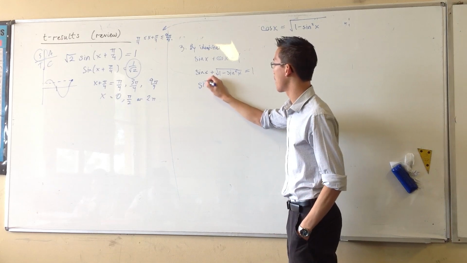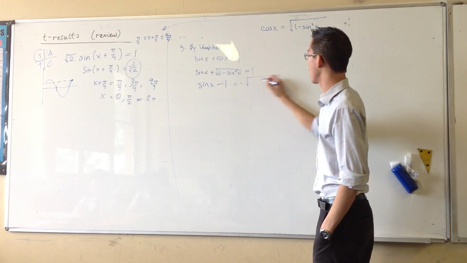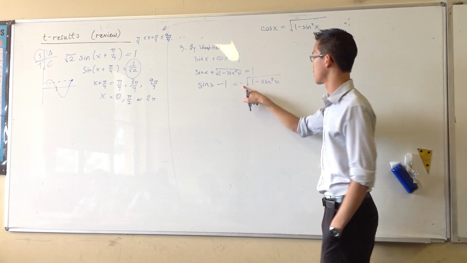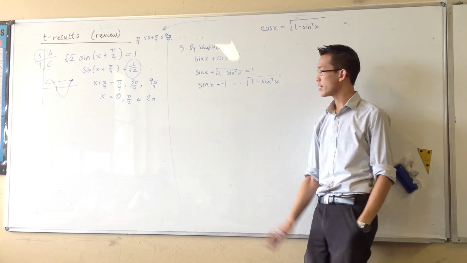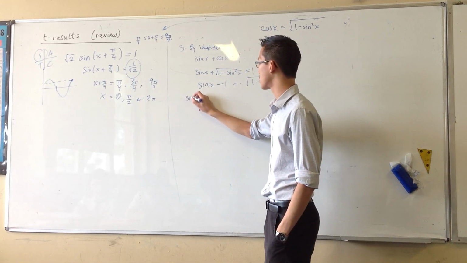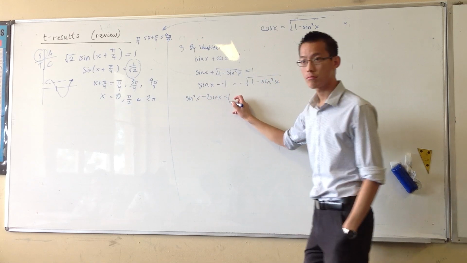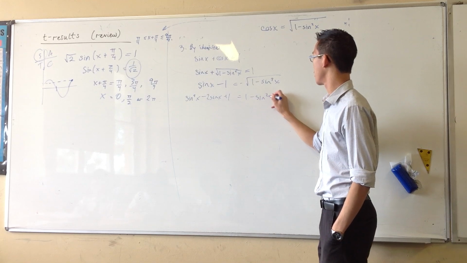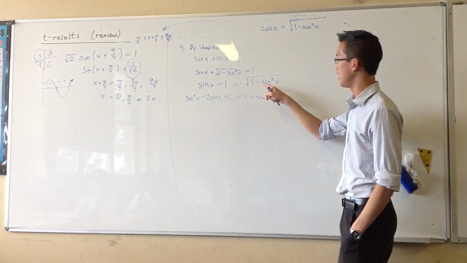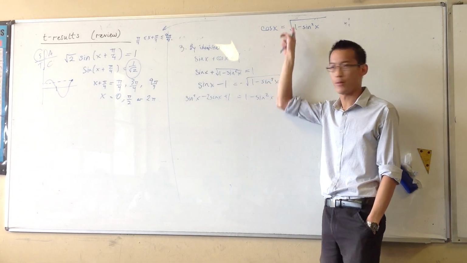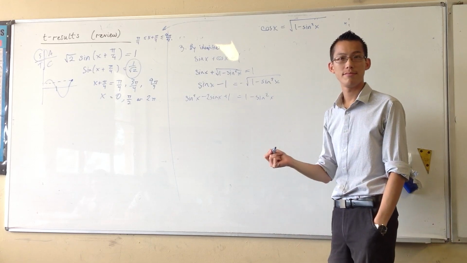So I'm actually going to swap their places. I'm going to move that 1 over, and I'm going to take the square root over the other side. That's a minus sign. Now I'm in a position where I can square. So what happens to my left-hand side? I'll get sine squared minus 2 sine x plus 1, and then I've just got 1 minus sine squared here. By the way, this is why you can see it didn't matter whether I picked plus or minus the square root, because I squared anyway. So no problem. Now what?